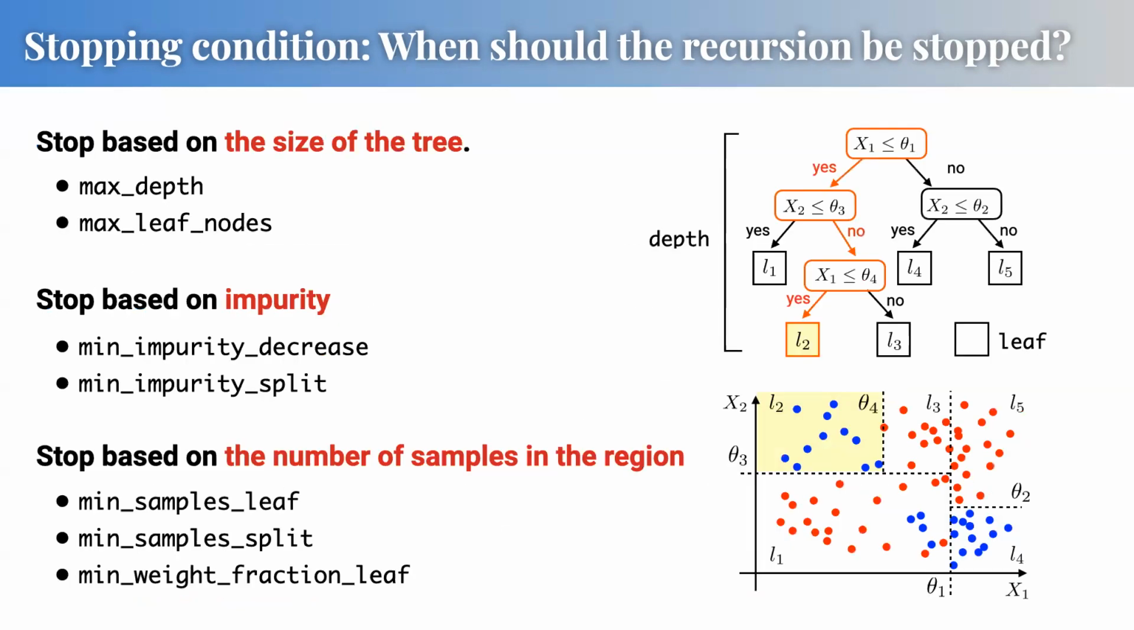In typical cases, they are basically classified into three categories. We can stop the recursion based on the size of the tree, so too-large trees are not preferred, and we can stop at some point. Then we can stop on impurity: if we see no impurity, we can stop the recursion. Or we can safeguard by the number of samples in the leaf node. If we don't want a region containing only a single sample, we can set it to 2, so that each region includes at least 2 samples. And this is directly controlled.